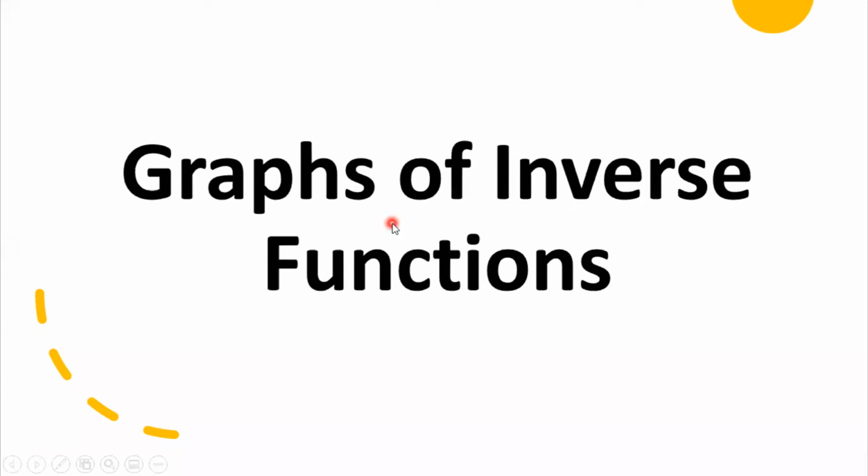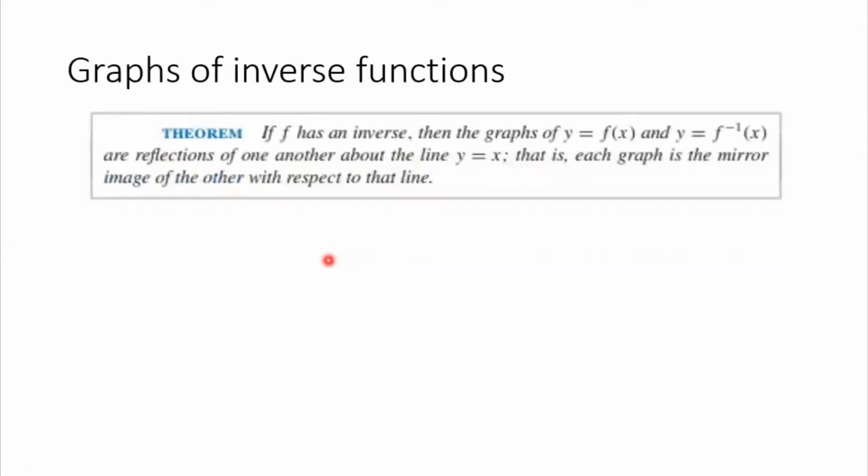Today I'm going to discuss graphs of inverse functions. So we have here an important theorem. The theorem states that if f has an inverse, then the graphs of y is equal to f of x and y is equal to f inverse of x are reflections of one another about the line y is equal to x. That is, each graph is the mirror image of the other with respect to that line.